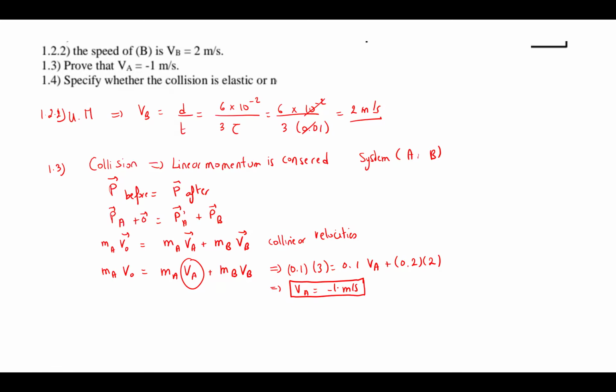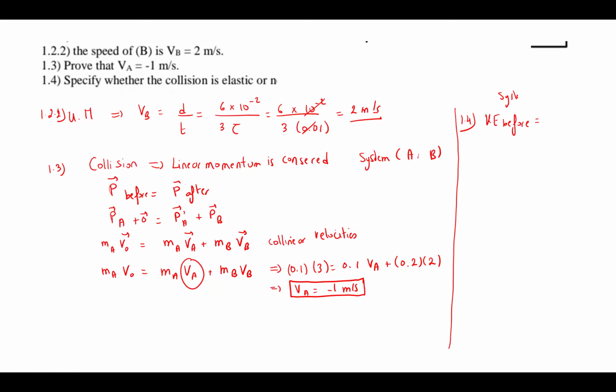Now, part 1.4, specify whether the collision is elastic or not elastic. In order to know if it's elastic or not, we have to find KE before and KE after. For the KE before, also the system is A and B together. So for the KE before, we have KEA plus KEB. But B was at rest, so this is 0. So we still have half MA V0 square. And we get as answer 0.45 joules.